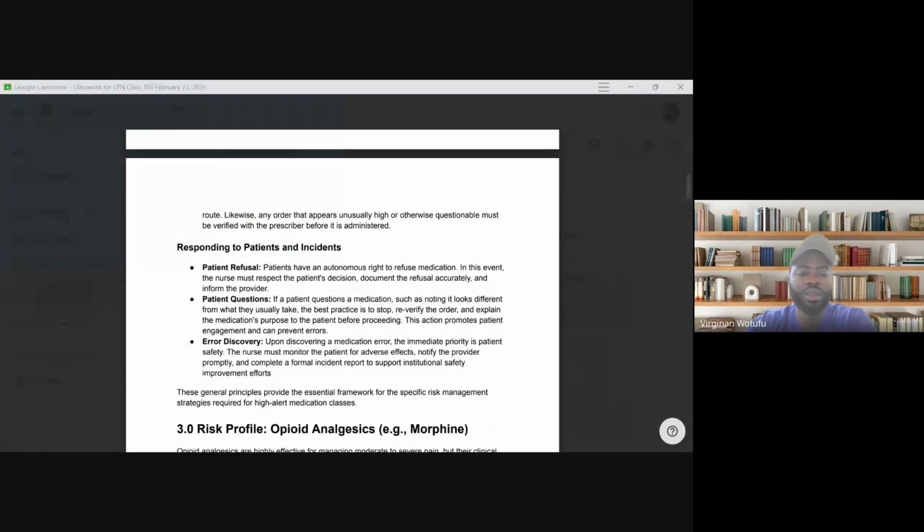So now look at error discovery. In case of medication errors, what do you do? You assess, right? You assess for adverse effects and you notify the provider immediately. And after that, you complete the incident report. This will help improve safety. Like we said earlier, it is not meant to penalize or punish you. It's meant to improve safety and prevent other errors like this from occurring in the future.